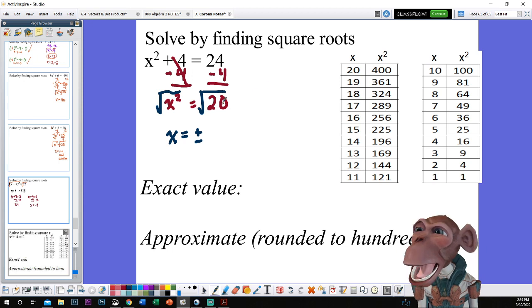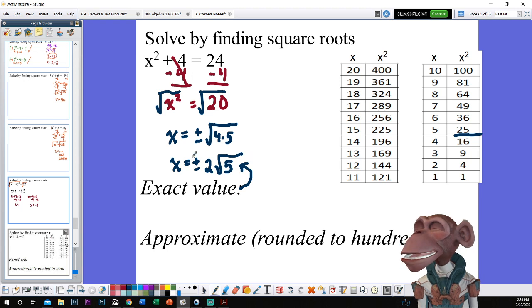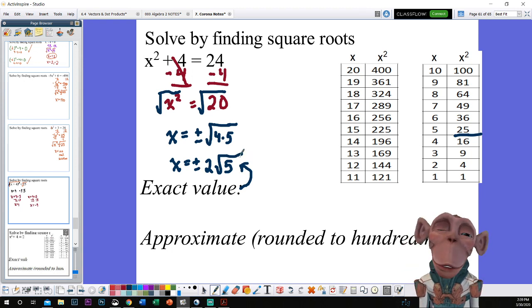but then I don't know the square root of 20. So let's go over here to my chart. I would start there, divide by 16, no, 9, no, 4, yes. So 20 is the same as 4 times 5. So let's try again. What's the square root of 4? 2. What's the square root of 5? We don't know. So if I asked you for an exact value, you would tell me it's plus or minus 2 square root of 5.